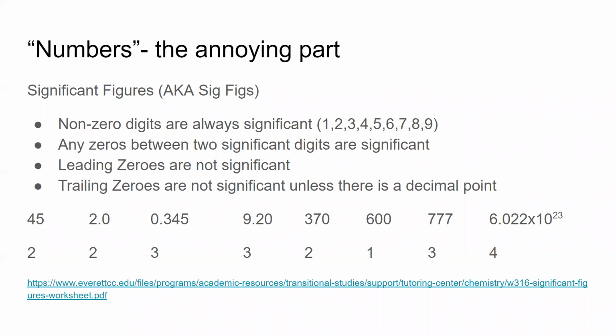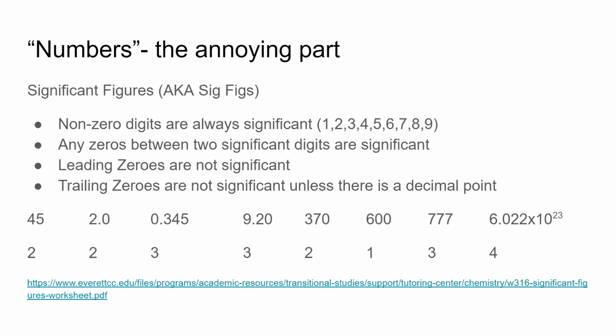Leading zeros are not significant. Like in 0.2, that zero doesn't count. And trailing zeros aren't significant unless there's a decimal point. So like 1.0 would mean that the zero is significant. So you're going to be counting how many significant numbers there are.